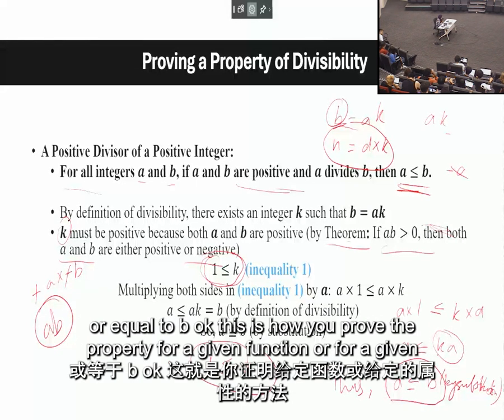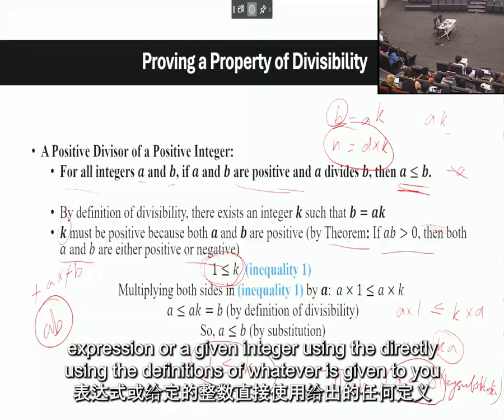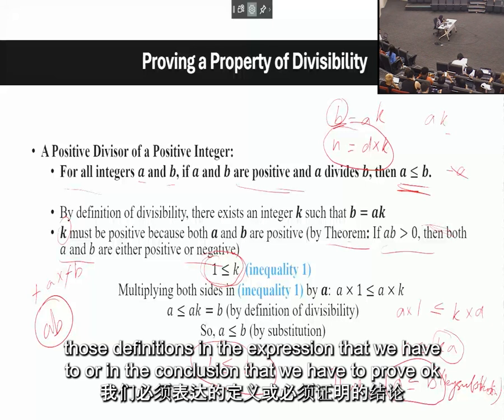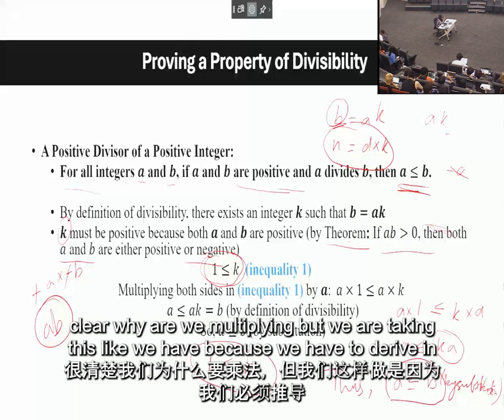This is how you prove the property for a given function or expression or integer, directly using the definitions of whatever is given to you, whatever function or integer is given to you, and we substitute those definitions in the expression or in the conclusion that we have to prove. Okay? Clear?